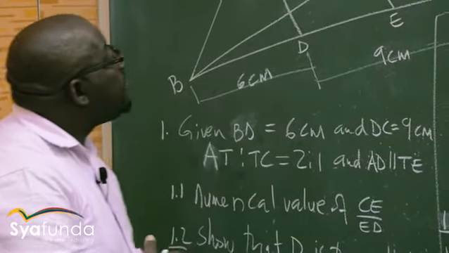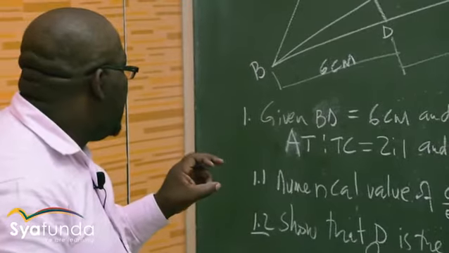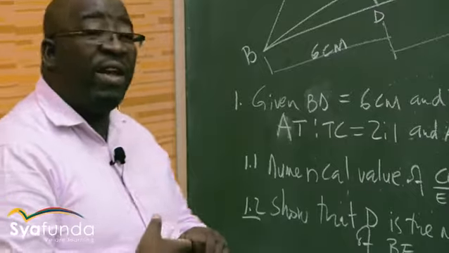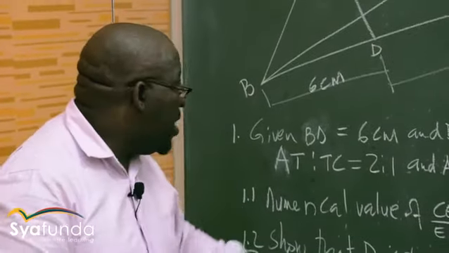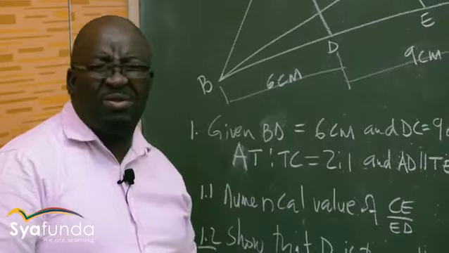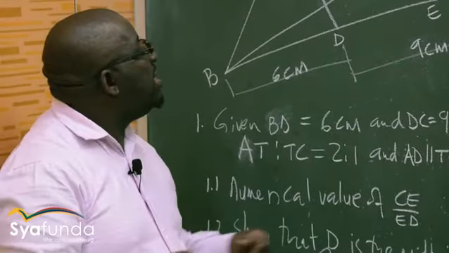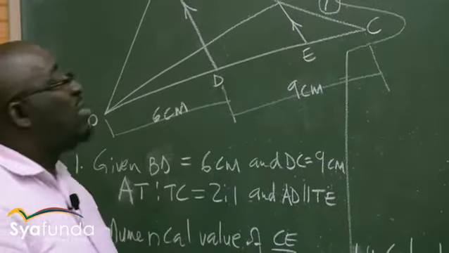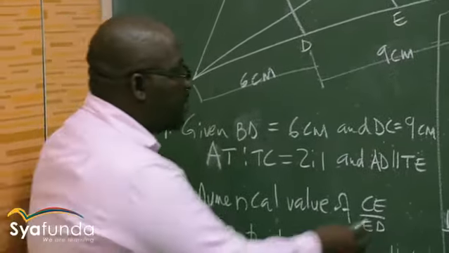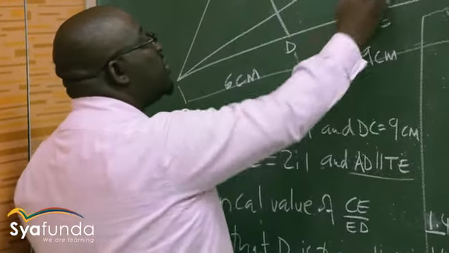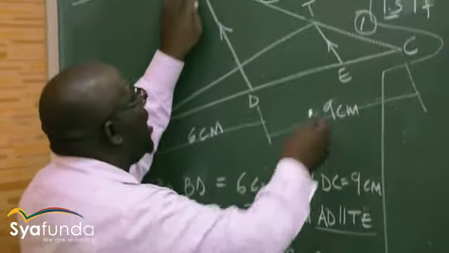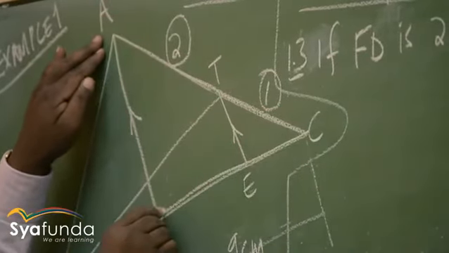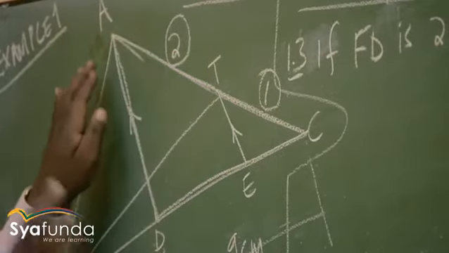All right, let's move on. Then the first question: find the numerical value of CE over ED. It's about 1 or 2 marks in the exam, this one. CE over ED, that's what we're looking for. Look here. This becomes the key. We're told that these two lines are parallel. Now, if these two lines are parallel, you think of this triangle only. That's the triangle that we're concentrating on.